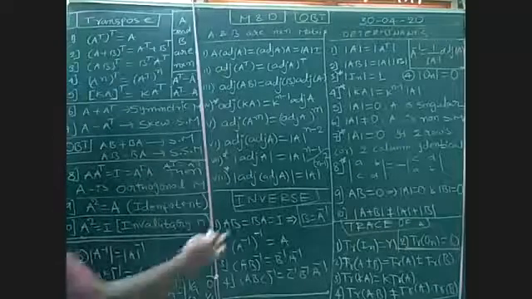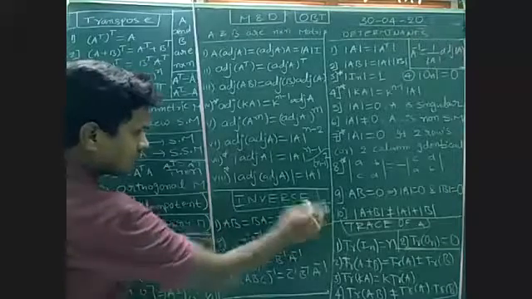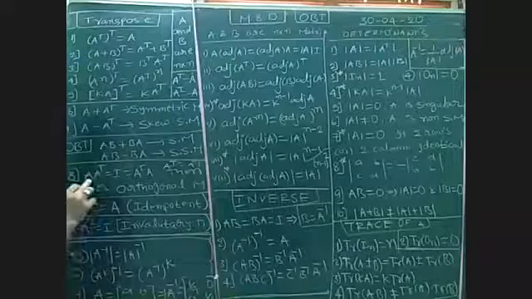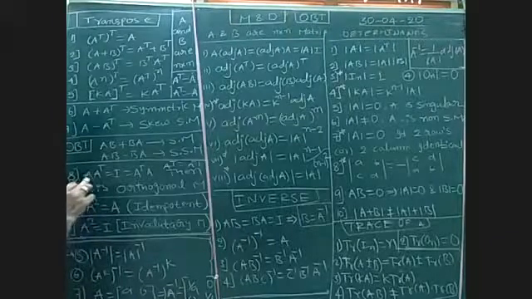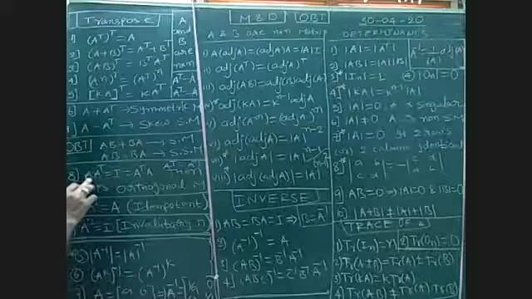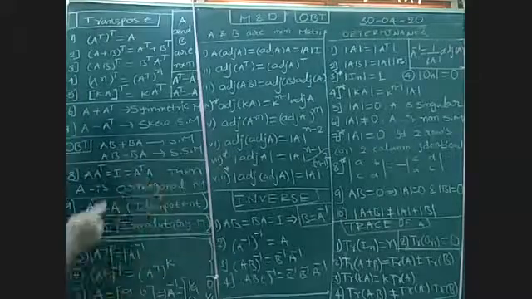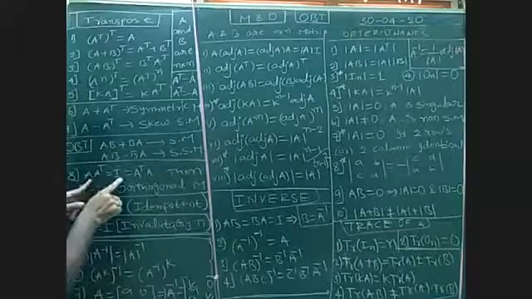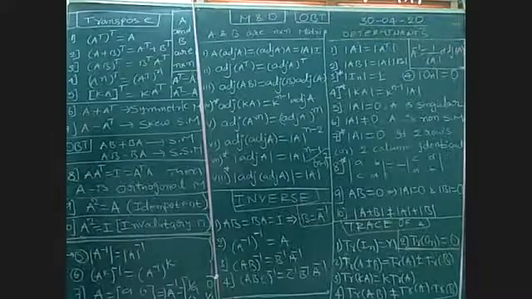I clearly wrote this somewhere. So if AB is equal to BA, then B is called the inverse of A. In the same way, A into A^T is equal to identity. Here A is the inverse of A^T, or A^T is the inverse of A. We'll write it both ways. Remember that when the matrix satisfies this condition, we can say that A is orthogonal.